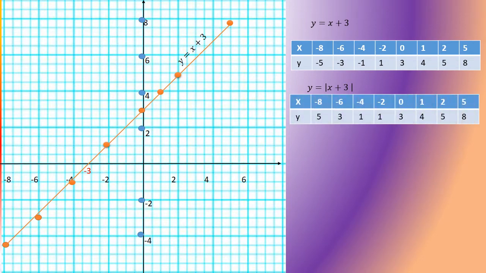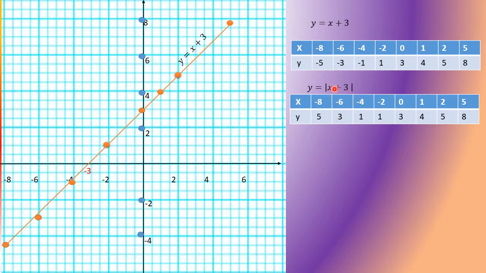In this table, you can see when you input minus 8, it's minus 8 plus 3, which is minus 5. Though it's minus 5, since it's modulus, you remove the minus sign and write here positive 5. Look at this. When you input minus 6 into this equation, minus 6 plus 3 becomes minus 3. Modulus minus 3 means you remove this minus sign and you just write it as a plus 3.